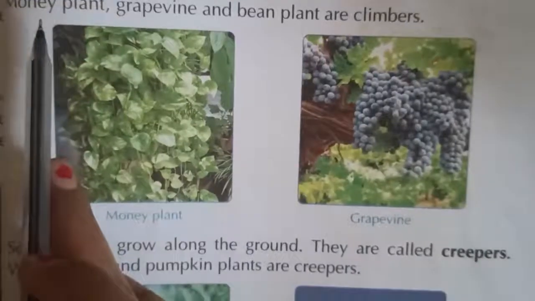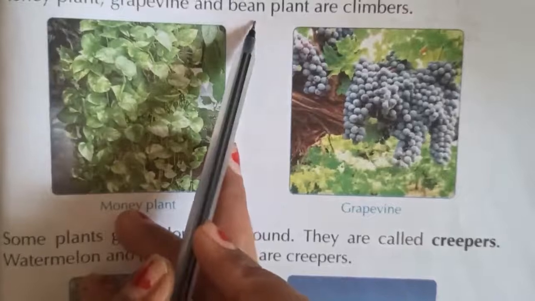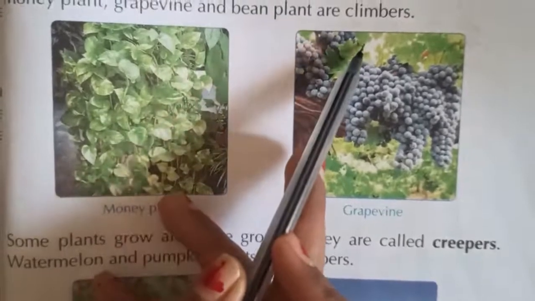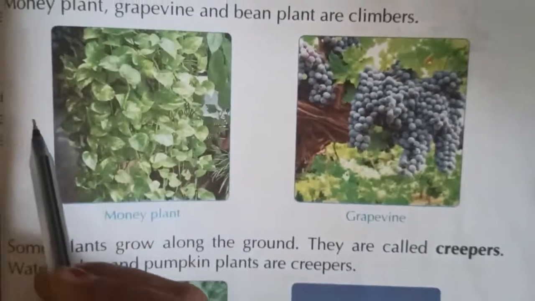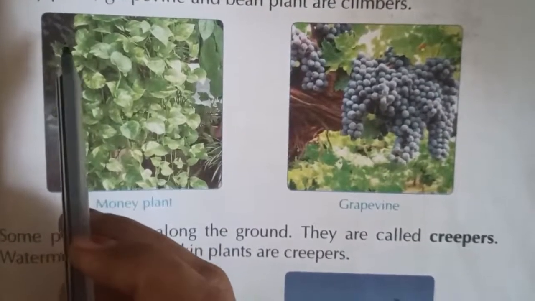See the next. Which are the examples of climbers? Money plants, grapevine and bean plants are called climbers. So they are not standing alone. They need support for climbing. So they are called climbers.